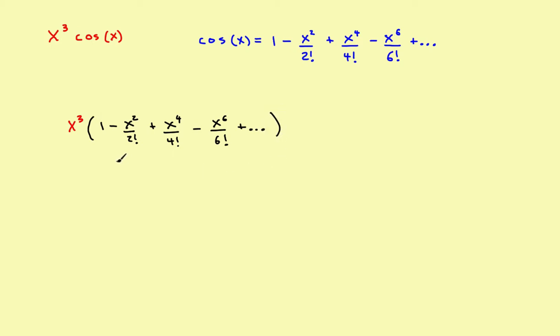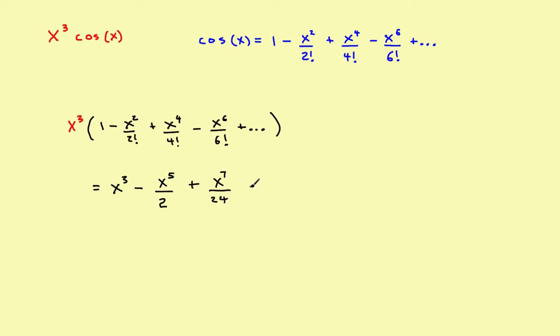Now in this example, it's really very straightforward. All you've got to do is distribute that x cubed. So x cubed times 1 is going to give you x cubed. Then you've got minus. Then add the exponents: 3 plus 2, this would be x to the 5th, over 2 factorial, which we'll change into a number, just 2. Then you've got plus 3 plus 4, which would be x to the 7th, divided by 4 factorial, and 4 factorial is just 24.